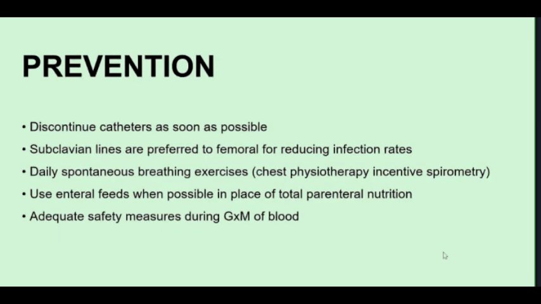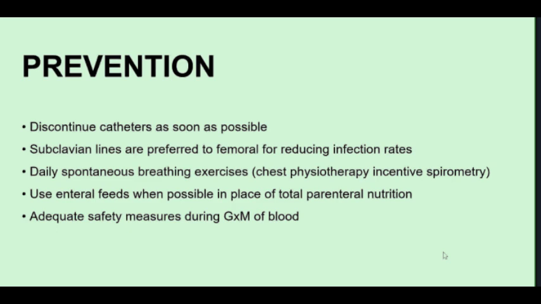Preventions. As a means of prevention, it's very important to note that we should discontinue catheters as soon as possible. Also, for passing central lines, it's better using a subclavian line than a femoral line, because the femoral region is more likely to be infected than a subclavian region. You also want to do daily spontaneous breathing exercise, that is chest physiotherapy and incentive spirometry, especially post-thoracic surgeries, like cardiothoracic surgeries. This patient should start incentive spirometry use even prior to the surgery and also after the surgery to enable lung expansion and prevent infection.